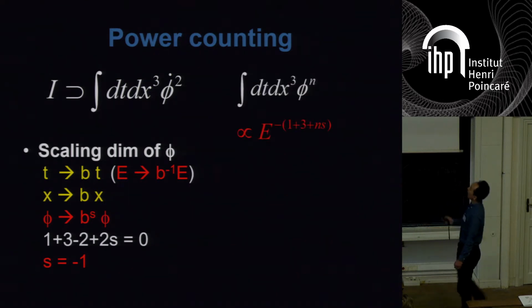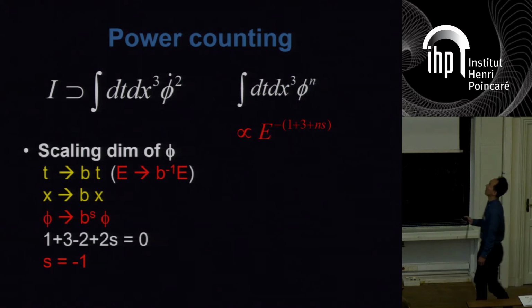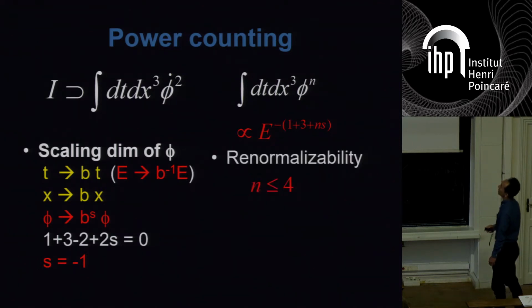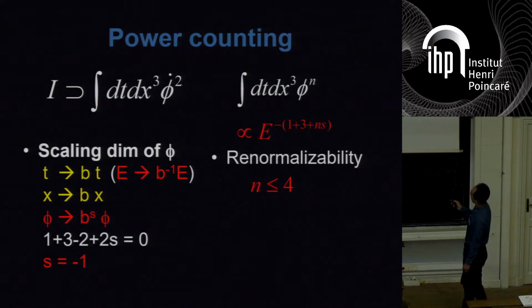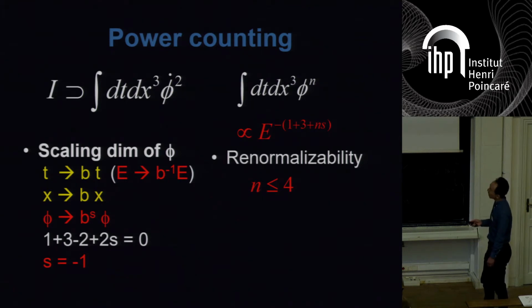When we have an interaction like phi to the n, this scales like this as we change the energy scale. The minus comes from the minus 1, and 1 from dt, 3 from volume, and the s from the n phi. So if n is smaller than or equal to 4, this doesn't blow up as we increase the energy scale, and so we have renormalizability.